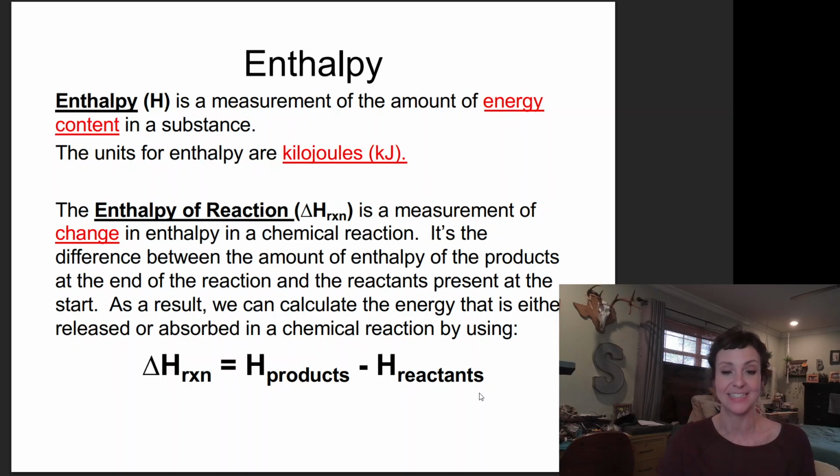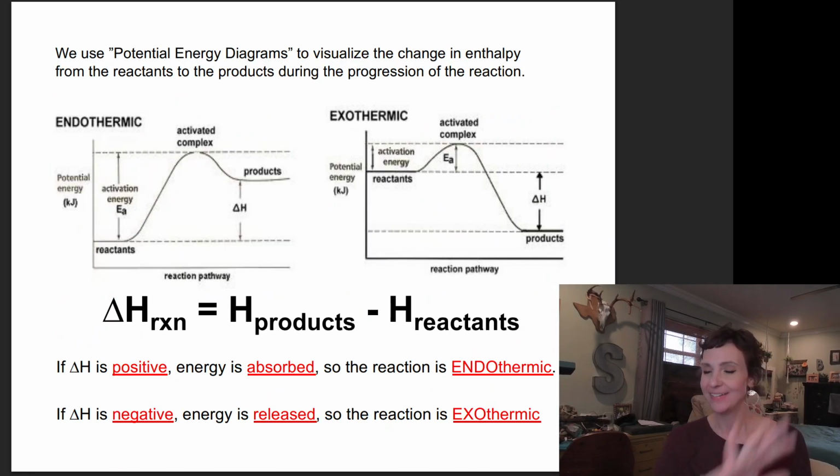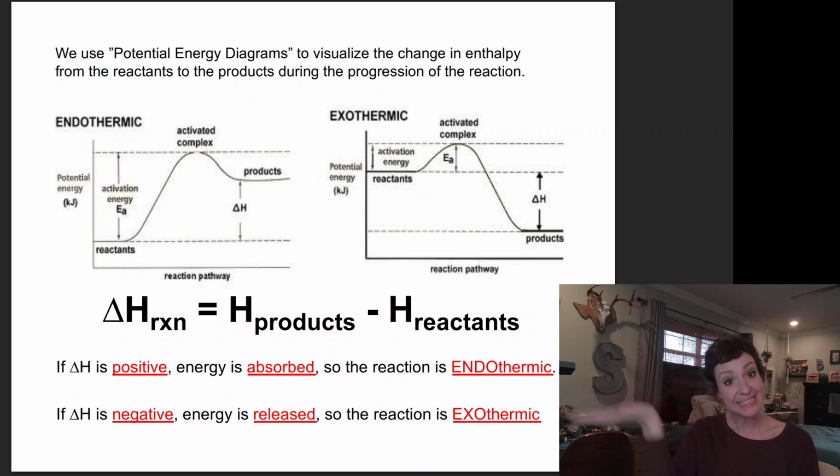Products minus reactants. Okay. So now we're getting into the slides. You were like, what is she talking about when she says slide? I will explain this here in a second. But I can visualize an endothermic and an exothermic reaction by looking at something that's called a potential energy diagram. So these potential energy diagrams are used to visualize this change in enthalpy from my reactants to my products during the progression of the reaction.